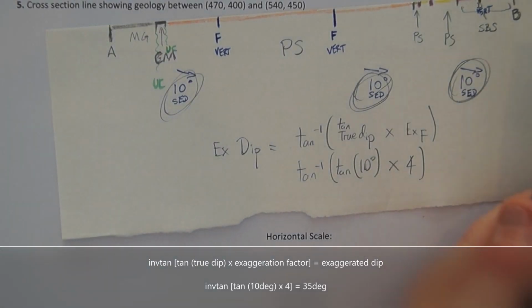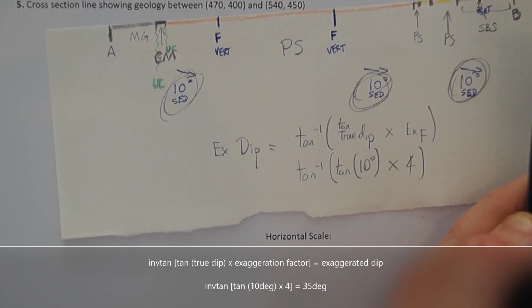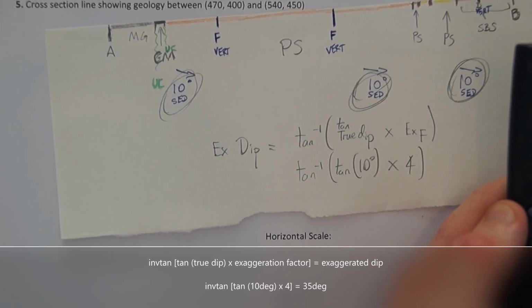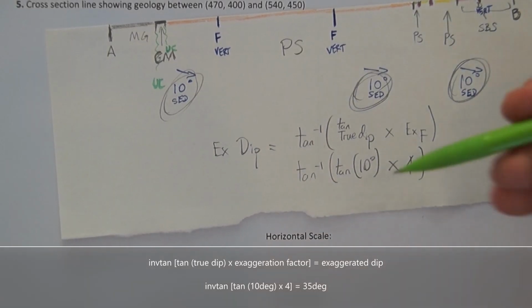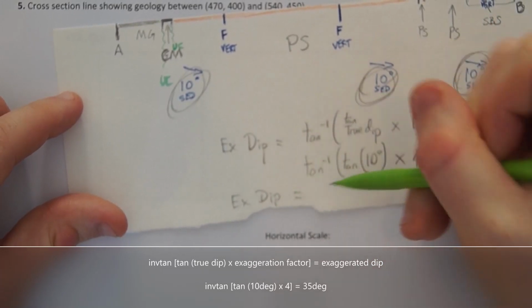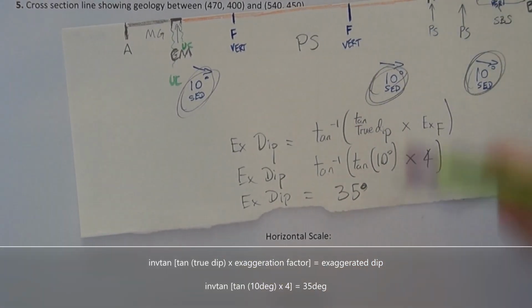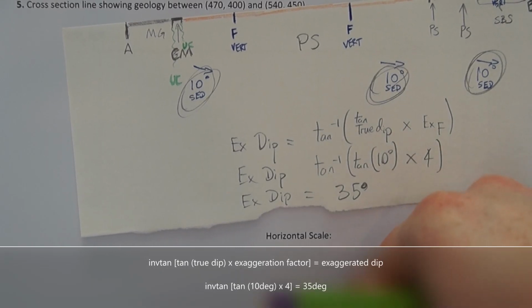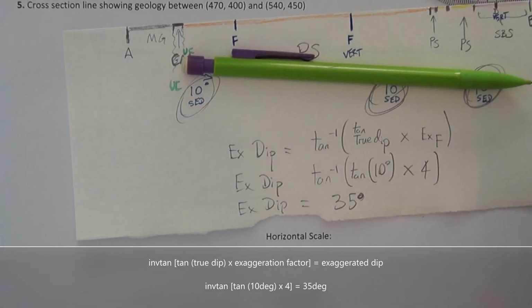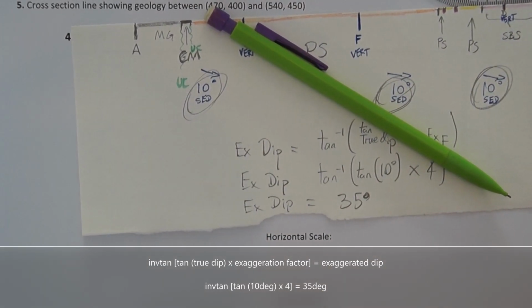So using my calculator, tan of 10 multiplied by 4, taking the inverse tan of that answer, tells me that the dip of our rocks that we're going to be drawing, our exaggerated dip, is actually 35 degrees. Okay? So because we've stretched this cross-section so we can actually see the dip of the rocks instead of just being a bunch of parallel lines at 10 degrees, we're going to give them a nice meaty dip of 35 degrees.